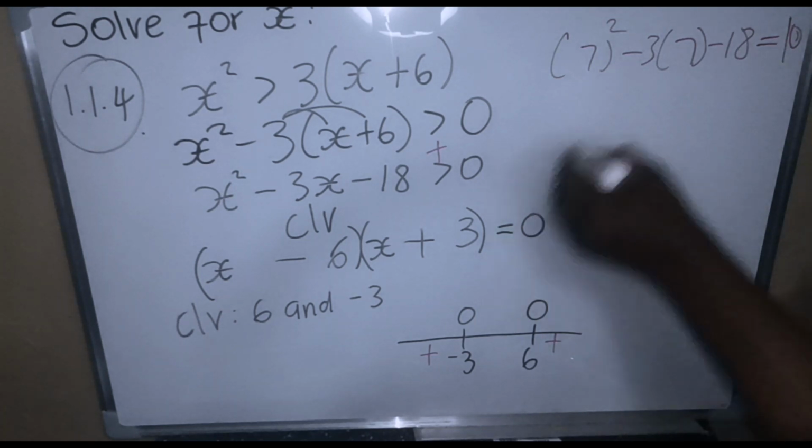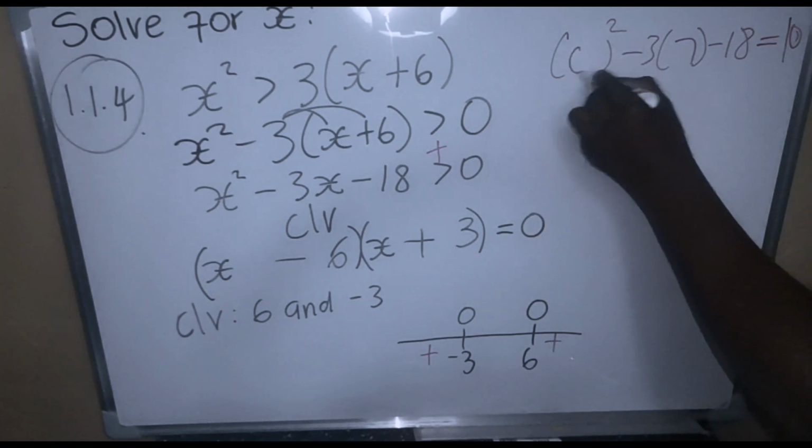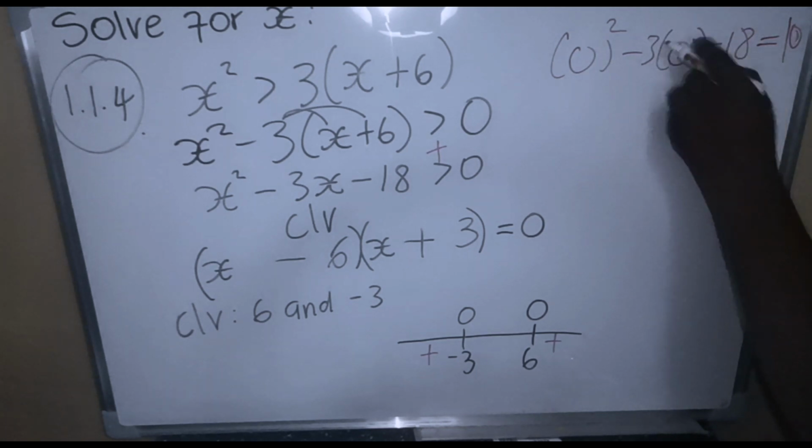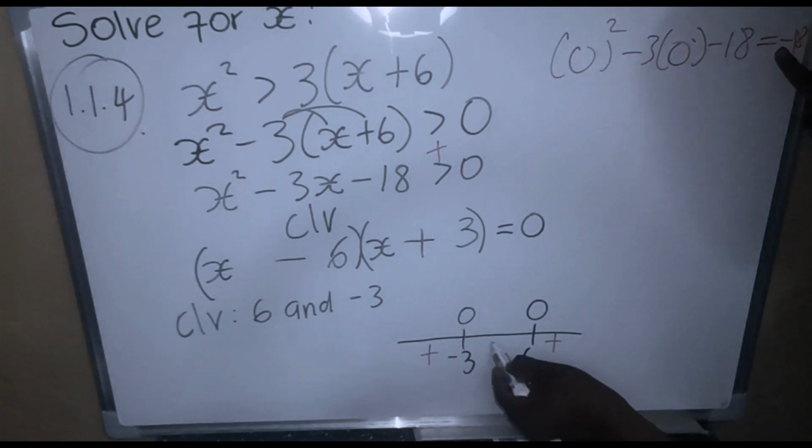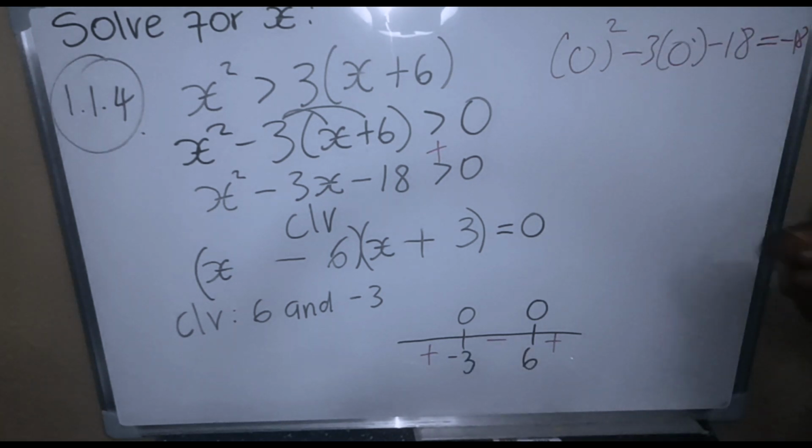Let us use 0. When you put in 0 there, our answer is going to be -18. That means you just check the sign. The sign is negative. You put in against negative. That means we are okay.